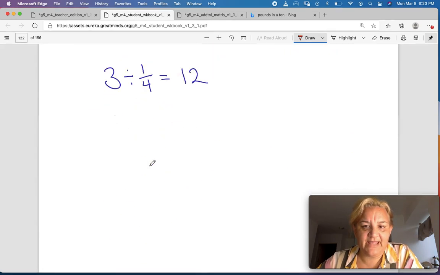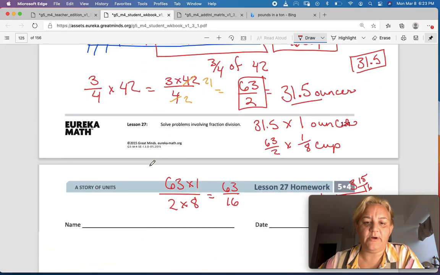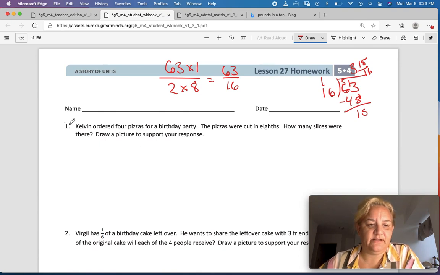And then come back and finish your lesson 27 homework, okay, which I've scribbled all over here. But starting with Kevin, 4 pizzas, birthday party. And if you have questions, let me know. We will be going through this lesson 27 homework in class.